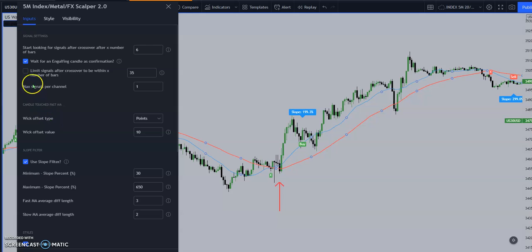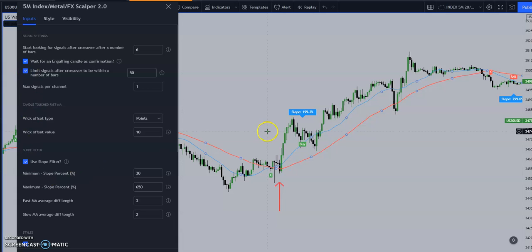Okay. Now, what we have found is that most signals, the best signals, do come soon after a cross. So this setting right here will limit signals after a crossover to within X number of candles. I do believe the setting is 50, but this can be set to whatever you want. Now, it is something that does happen: if you have this on and you change this number, it seems to shut itself off, so just remember to click it back on after you do that.